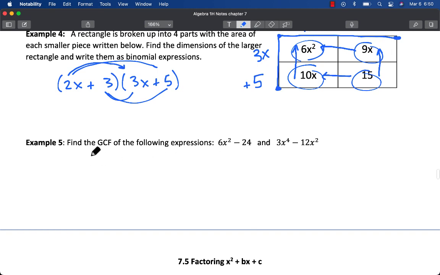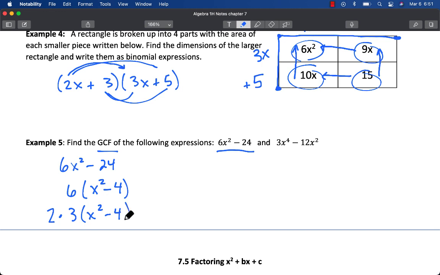All right, one more example for today. We want the GCF of the following expressions: 6x squared minus 24 and 3x to the fourth minus 12x squared. Let's take 6x squared minus 24 first. It looks like we can factor out a 6. So that is going to come out here in the front. We got x squared minus 4. Now 6 can be factored further. You could say 2 times 3 times x squared minus 4 if you really wanted to.